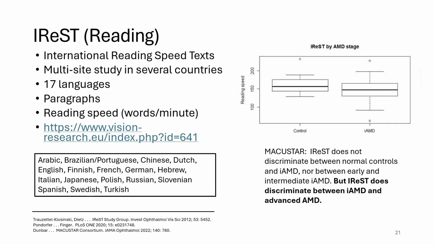iReST refers to the International Reading Speed Texts and was developed by a multi-site effort in several countries. It is available in 17 languages, which is highly suitable for multi-center studies done at various locations around the world. Unlike the MNREAD, it does not use sentences, but rather paragraphs. The outcome measure is reading speed expressed as words per minute.